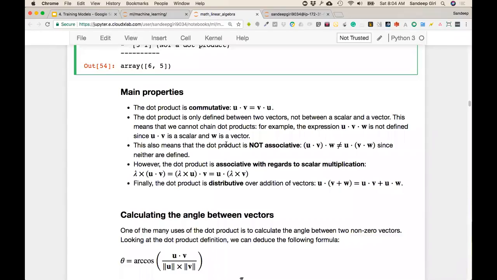So we cannot have u dot v dot w, because u dot v is going to result in a scalar, and scalar dot w, which is a vector, does not make any sense. A scalar cannot do a dot product with a vector. Also, that means that dot product is not associative.